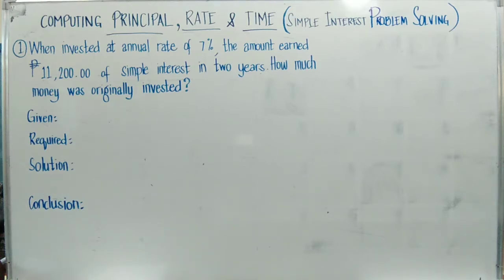When invested at an annual rate of 7%, the amount earned is 11,200 pesos of simple interest in 2 years. How much money was originally invested? Understanding the problem, our first step is to analyze and see what is the given information or data within our situation or problem.